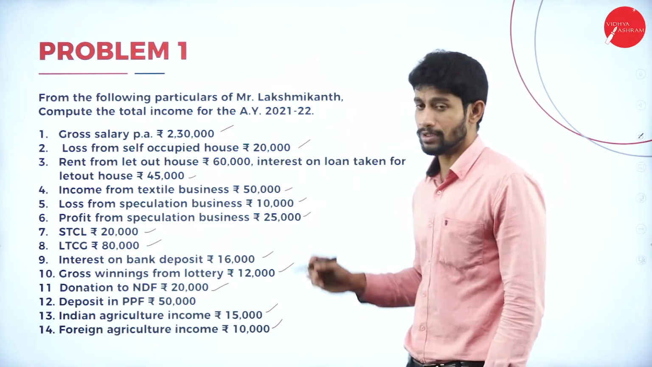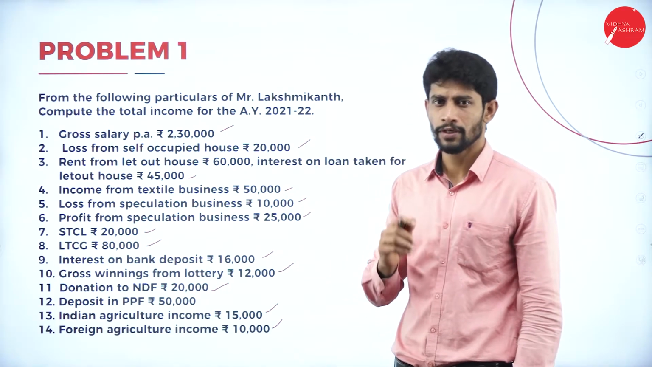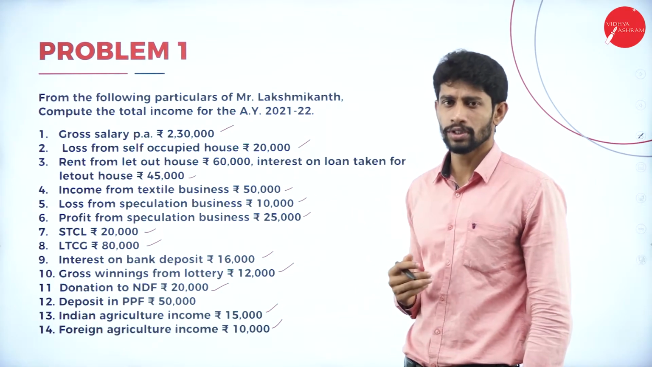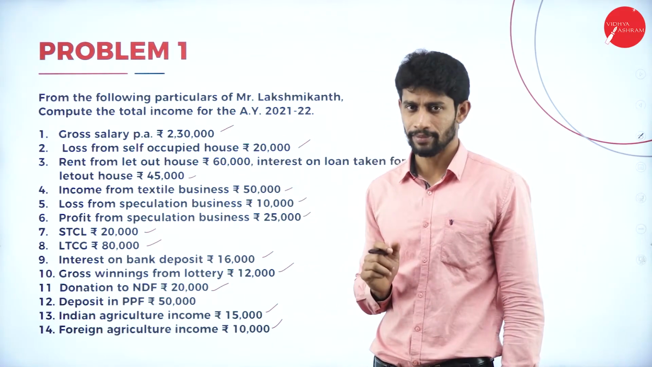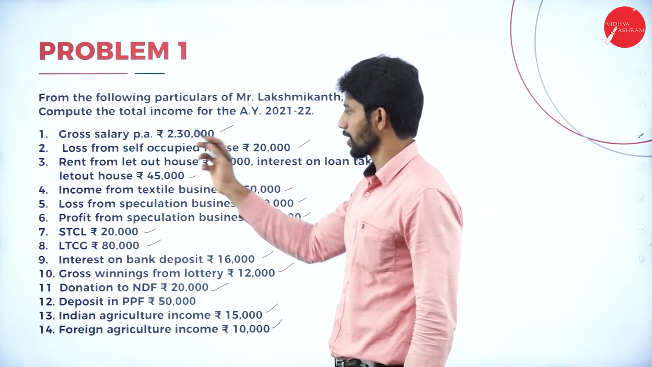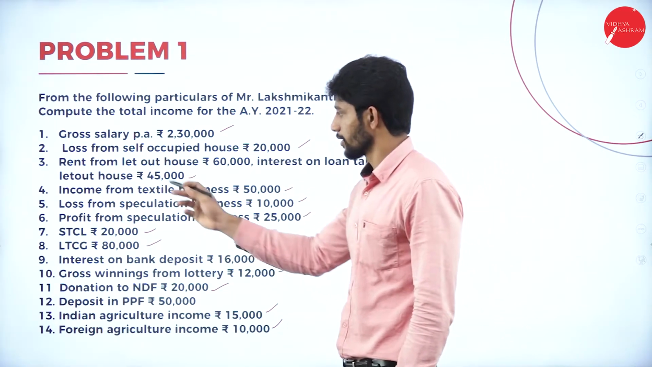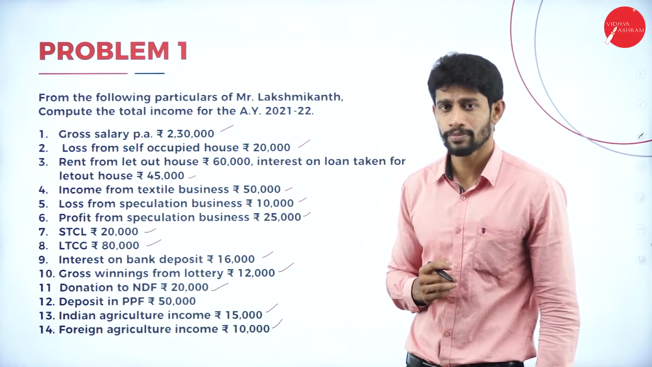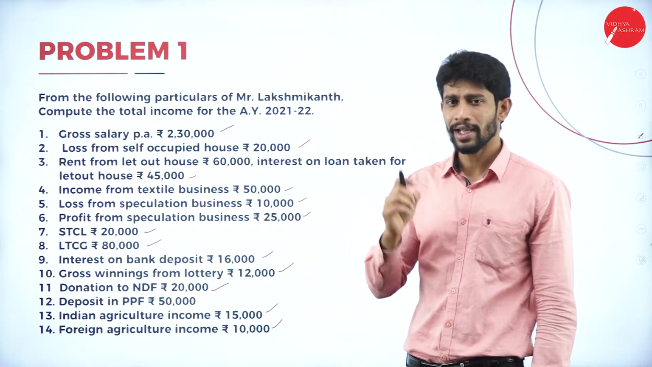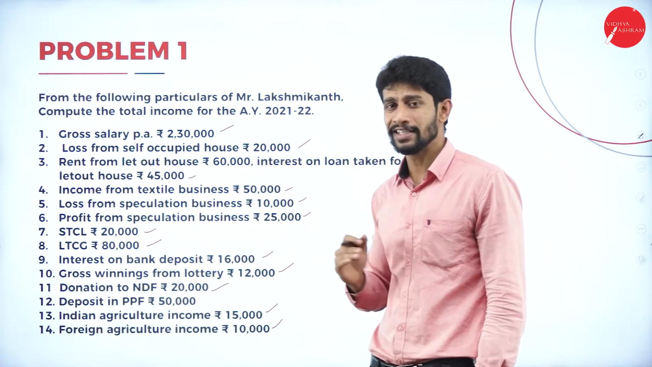So with respect to this information, we are supposed to find out the total income of Mr. Lakshmikant for the assessment year 2021-22. So we all know we have different kinds of incomes, and we all know which income falls under which head of income. For example, gross salary comes under income from salary. Next, loss from self-occupied house comes under house property. Next, income from business, textile business, speculation business, comes under income from business head. So if we know under which head of income a particular income comes, then it is very easy to solve the problem.